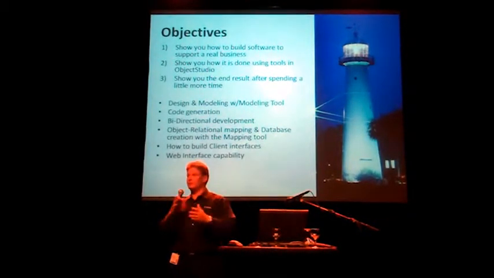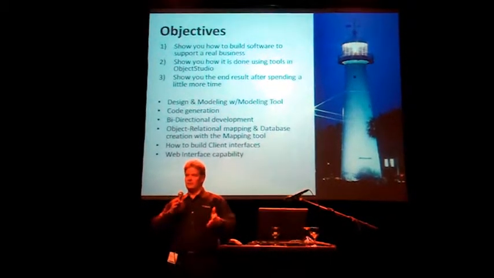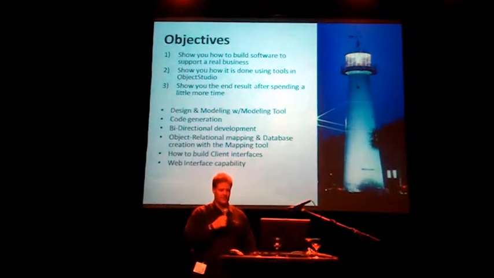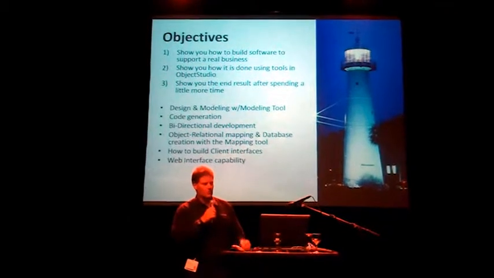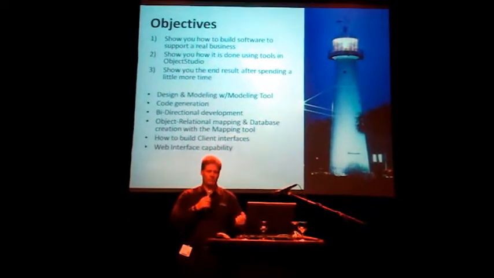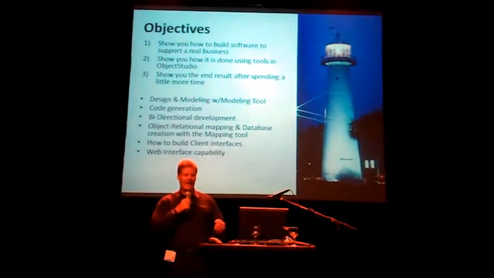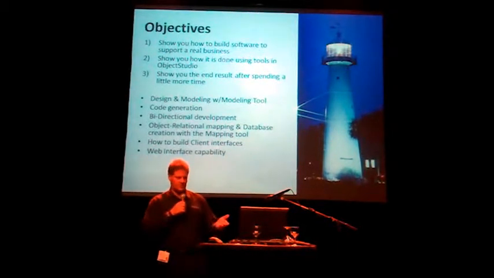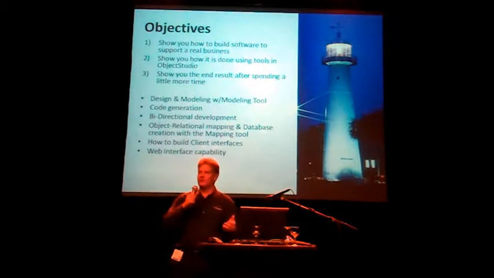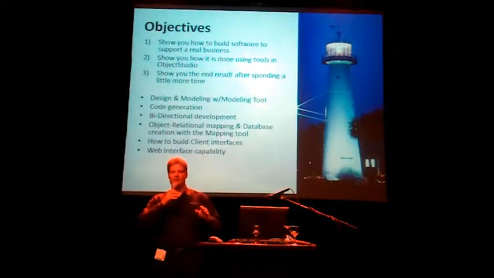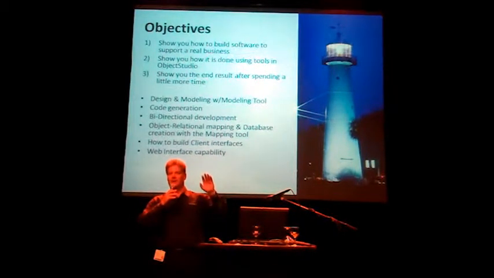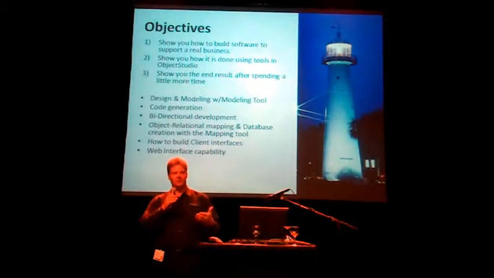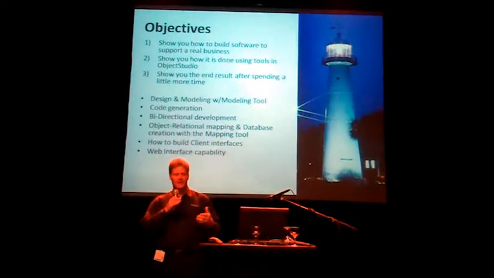And again, we'll show you the end result with taking a little more time of what the end result can look like. So, some of the things that we'll be showing you how to do: design and modeling with the modeling tool, code generation that the product does, bidirectional development. Now, what this allows you to do is build a model and then generate a whole framework from all the information that you input into the model.